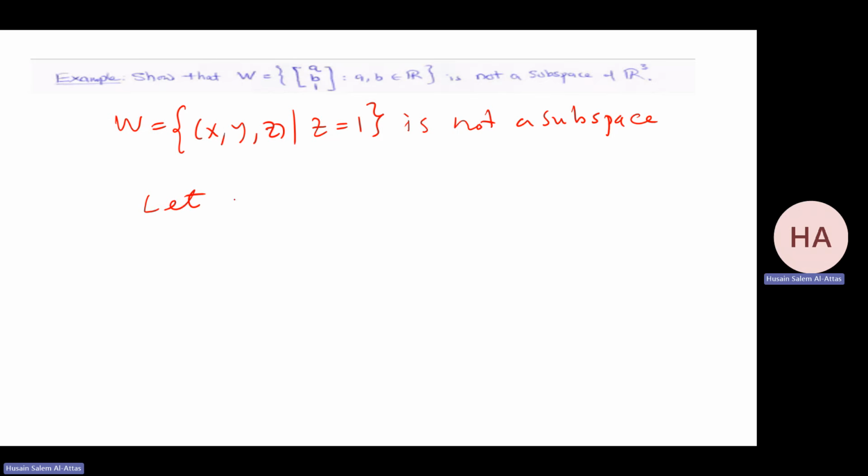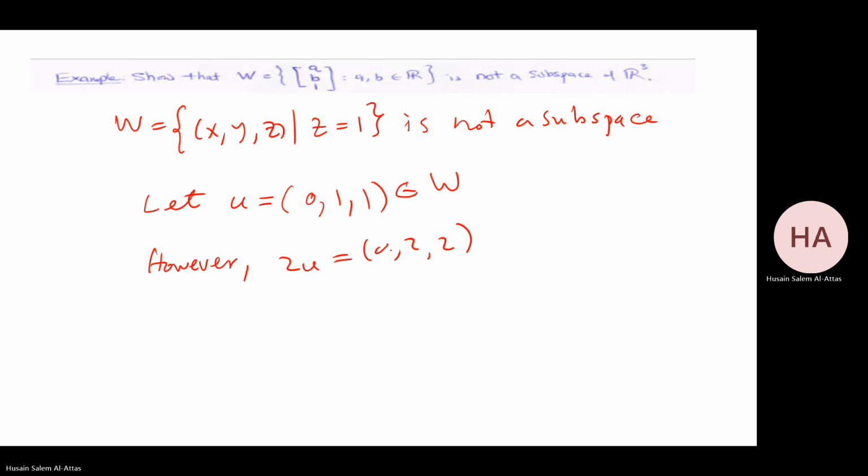Let me do it with the scalar this time. Let U equal (0, 1, 1). So it will be 2U. U belongs to W. However, 2U, which is (0, 2, 2), does not belong to W because this is not 1. I need the third component to be 1. This does not belong to W. So W is not a subspace.